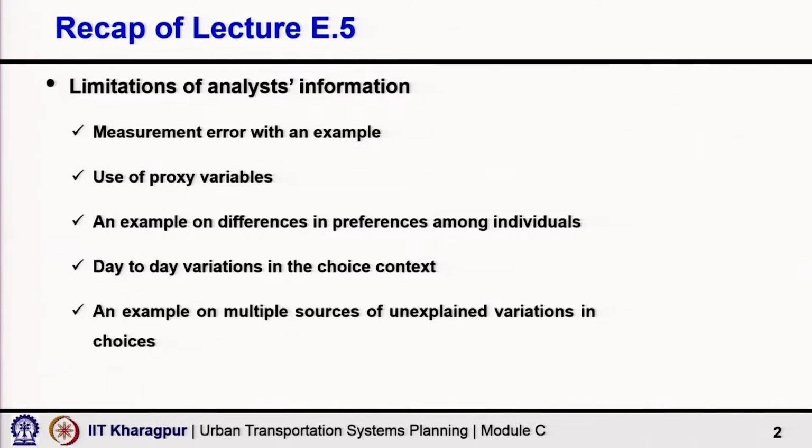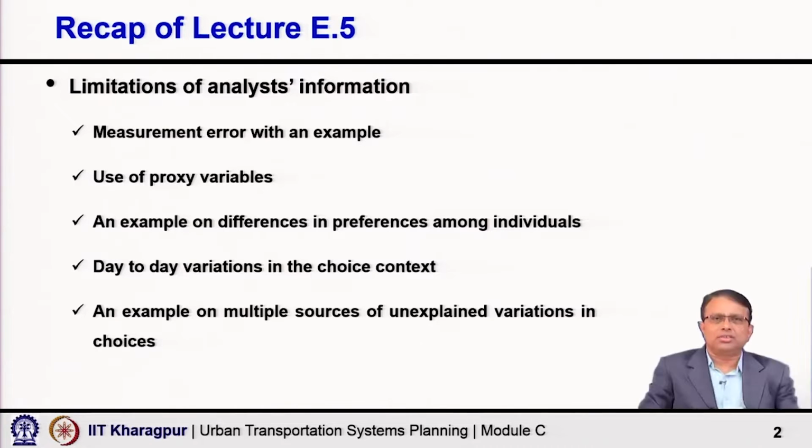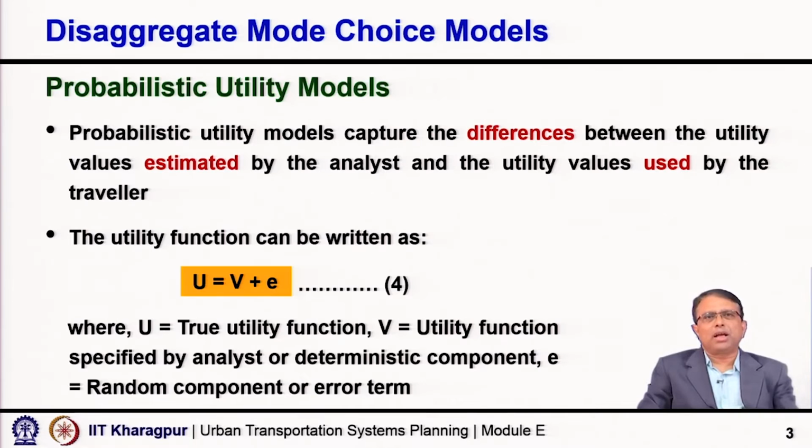In lecture 5, we discussed various limitations of analyst's information related to measurement error, related to use of proxy variable, difference among individuals, day-to-day variation in the choice context, and some of these we explained with examples. We also gave you an example to show how multiple such limitations can impact the choice decisions. With this background, today we shall discuss the probabilistic utility model.